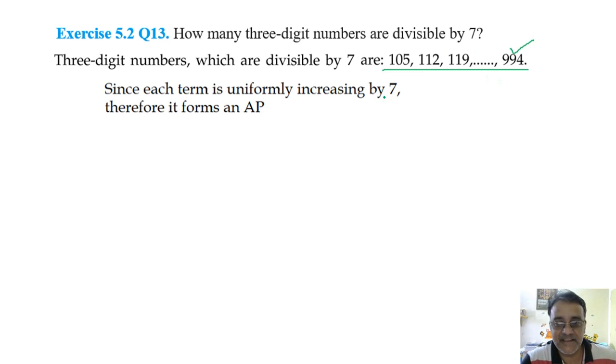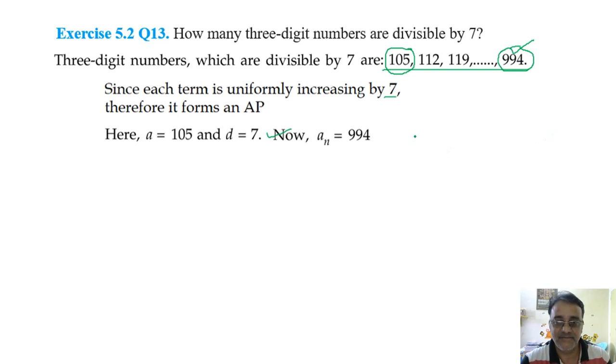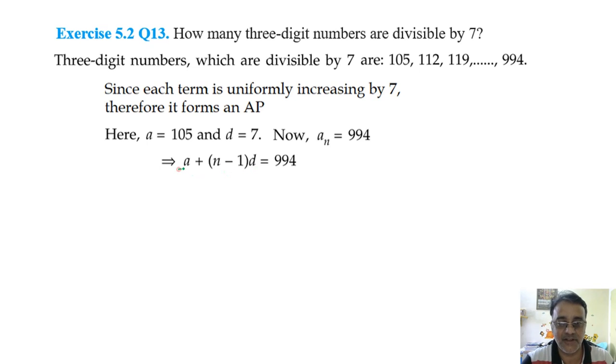Yes, sir. Increasing by 7 means D is plus 7. And what is the first term? 105. Right. So A equals 105 and D equals 7. Now we will take this 994 as the nth term, an. What is the formula of an? A plus (n minus 1) into d. Very good. Now we'll substitute all the values, a and d. The value of a is 105. The value of d is 7.